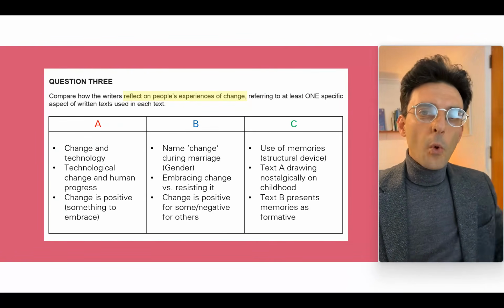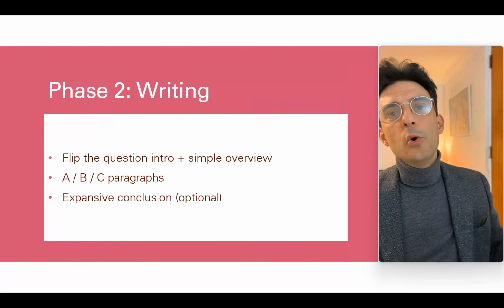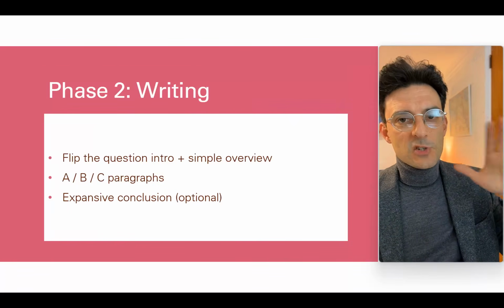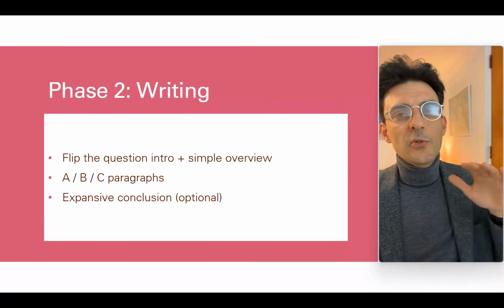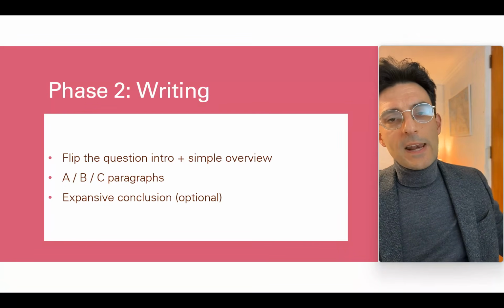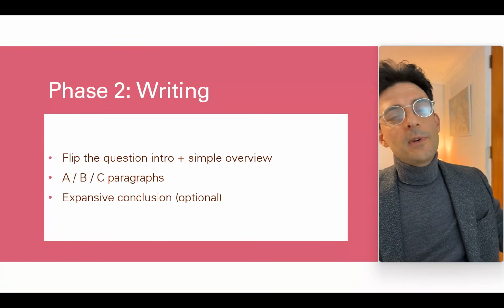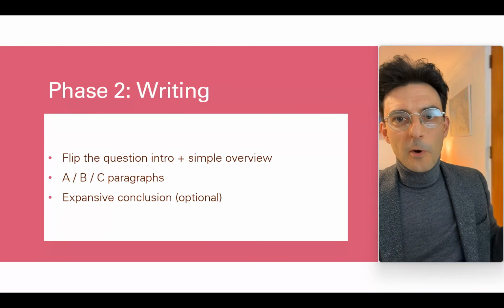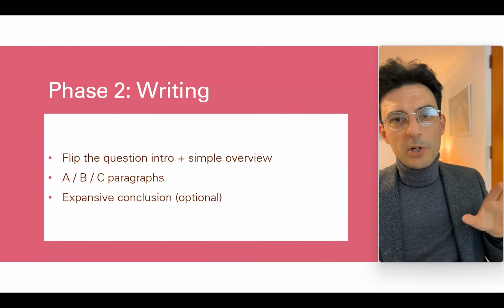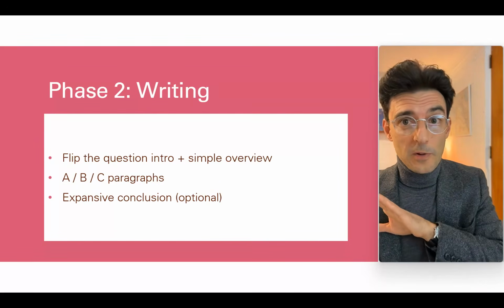Okay, so what do I now do with this? I'm going to move into my phase 2, which is writing. Because what I'm essentially arguing in the writing phase is that you're going to write 3 body paragraphs. One on what you've put in the A column, one on what you've got in the B column, and one on what you've got in the C column.